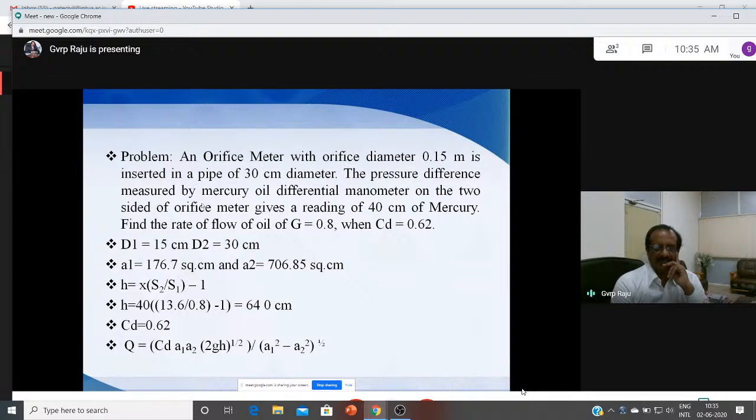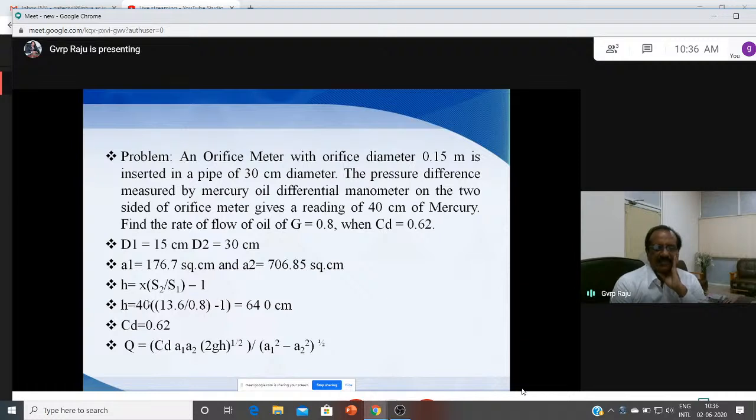The pressure difference measured by mercury oil differential manometer on the two sides of the orifice meter gives a reading of 40 centimeters here. So this is equal to X here. So when D1 is equal to 15 and D2 is equal to 30, you can get A1, A2 areas at section 1 and section 2. And when H is equal to 40, so 40 is centimeters of mercury.